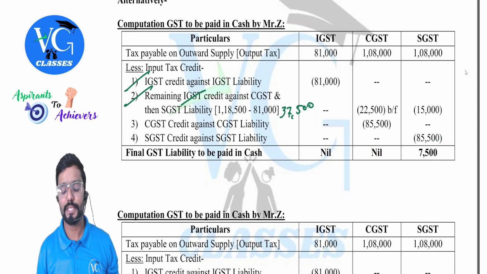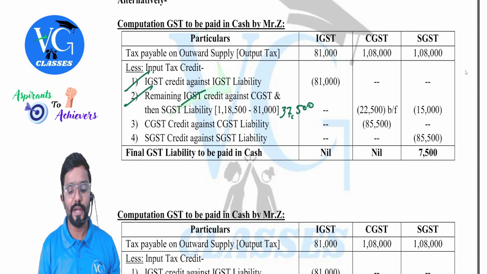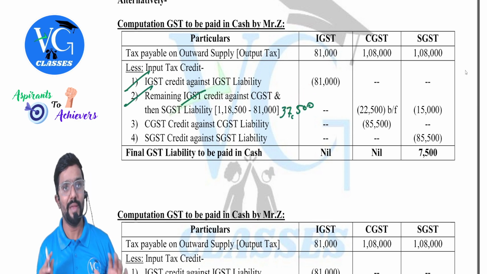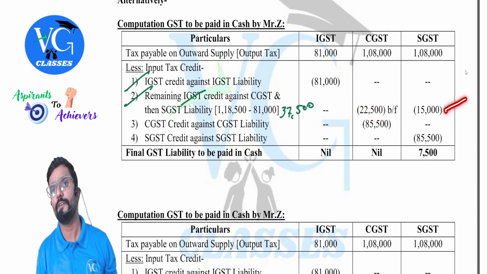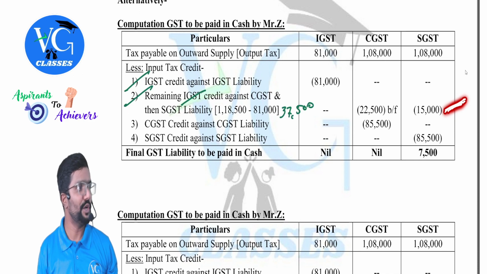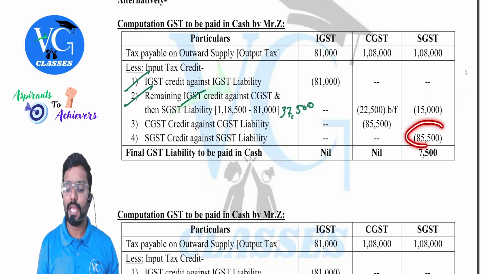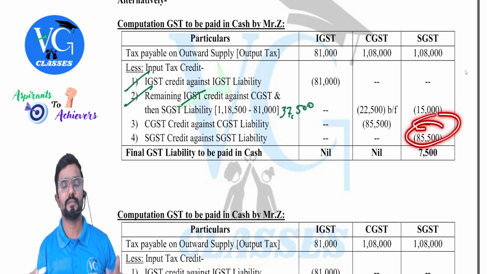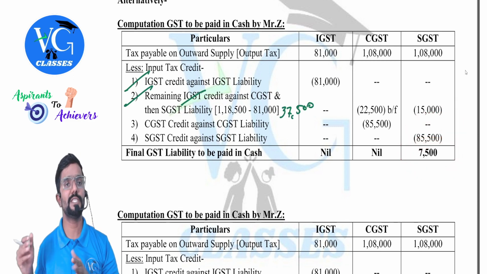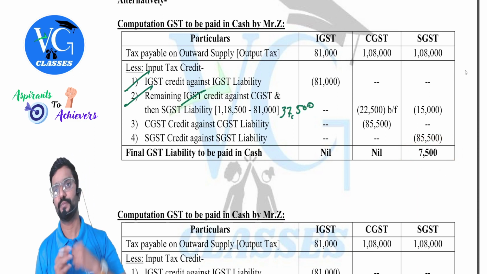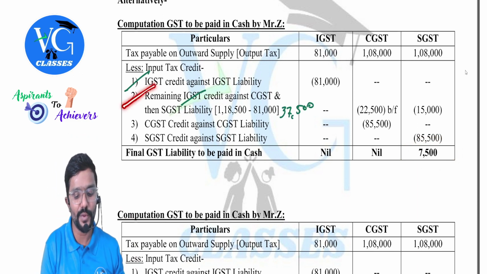Next, I had 37,500 IGST credit remaining. Out of that, I used 22,500 against CGST liability. So 37,500 minus 22,500 comes to 15,000. Go and adjust the remaining here. Now, can I use SGST credit fully? Yes, use it. After using it, how much is left? 7,500, which I will pay as SGST. Got it?